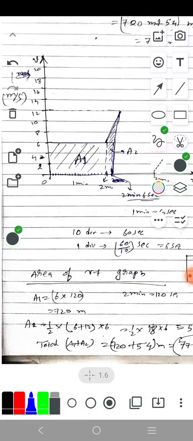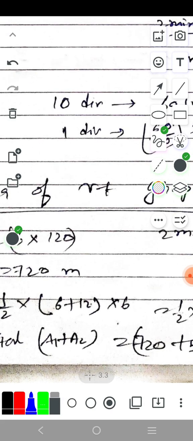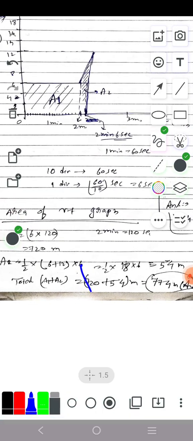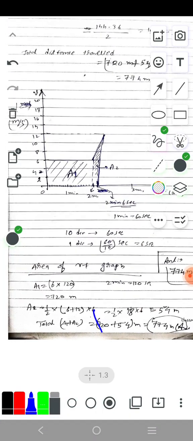So if I apply the formula of the trapezium, half into the sum of parallel sides into the perpendicular distance between them, we get half into 6 plus 12 into 6. That means half into 18 into 6, that is 54 meter. First, for this rectangle we got 720 meter, where the velocity was constant at 6 meter per second for 2 minutes. The acceleration is 0, and we know that the area of a velocity time graph gives us displacement. The area of a rectangle is length into breadth, where the length is 2 minutes and the breadth is 6 meter per second. From there we got 720 meter.